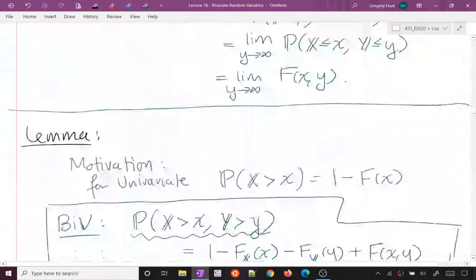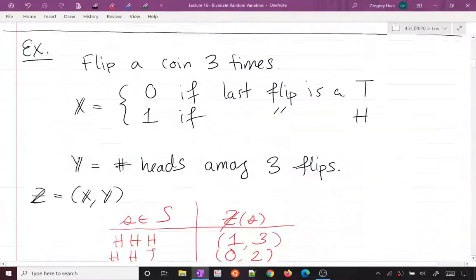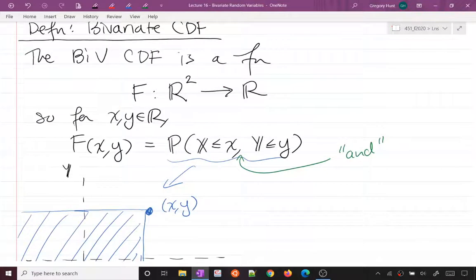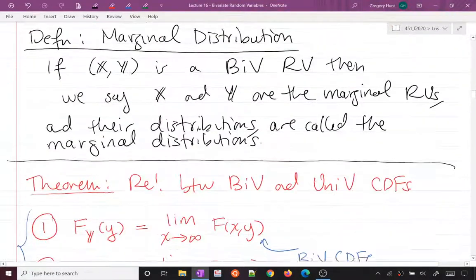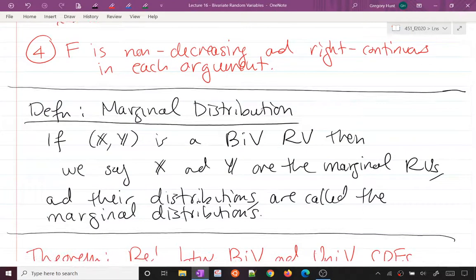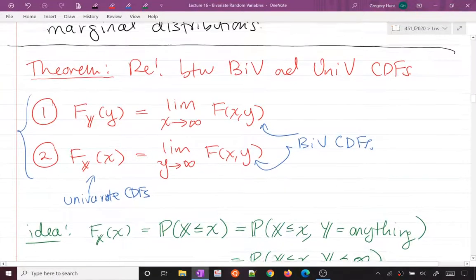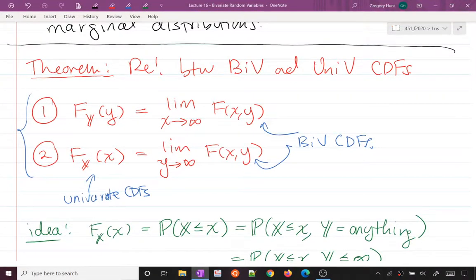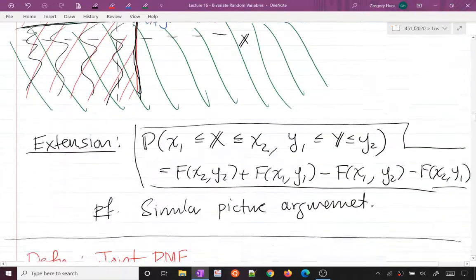So let's do a real quick recap of the lecture. We did a lot. Okay, so we're talking about bivariate random variables. We have some examples, talked about the bivariate CDF, which is the bivariate version, with similar properties. Marginal distributions: marginal random variables are just the individual components, and the marginal distributions are the distributions of those components. And there are some limiting relationships between the bivariate and univariate CDFs, and some similar theorems.